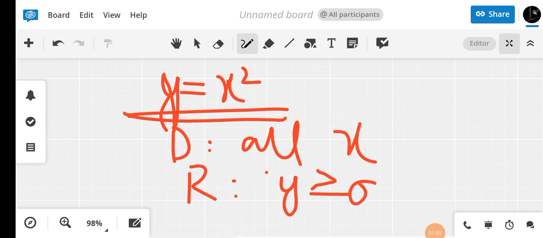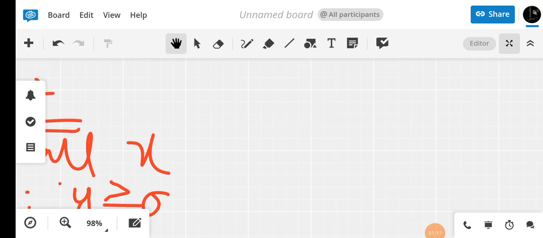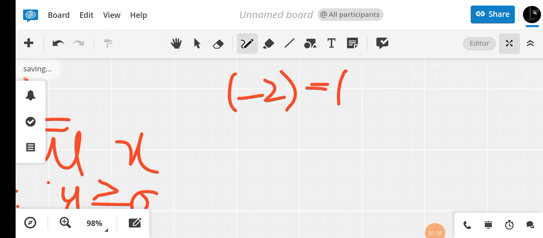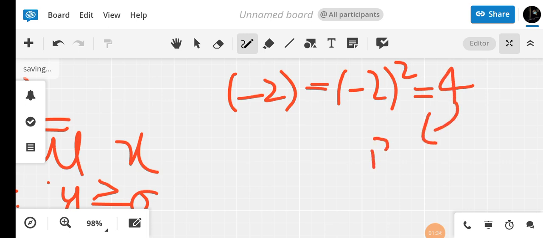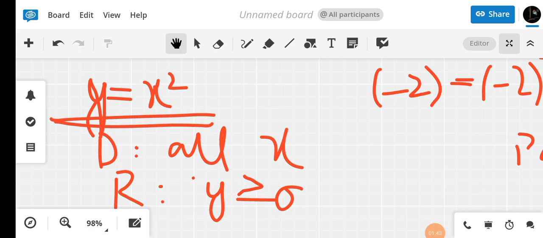Okay, so why have we written y greater than 0? Because for any number, either positive or negative, its square is always positive. Like if we have minus 2, which is a negative number, and we square this number, we will get 4, which is a positive number. So here we have written the values which come out after putting the value of x in x square, which are y greater than 0, meaning we are talking about all positive values.